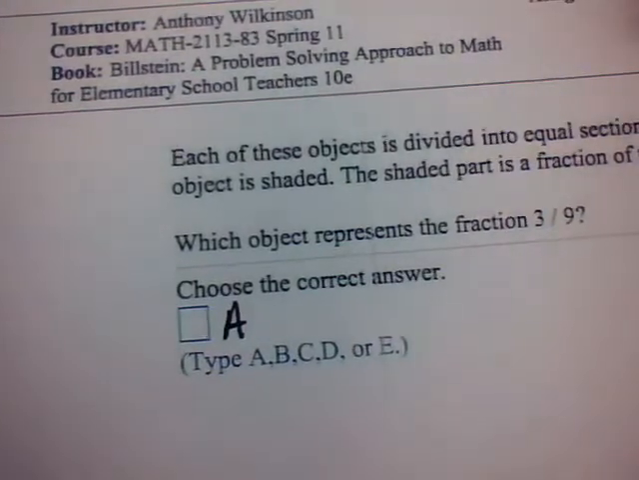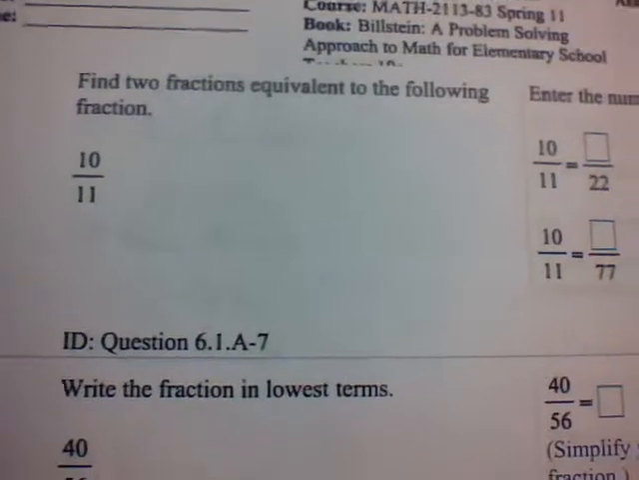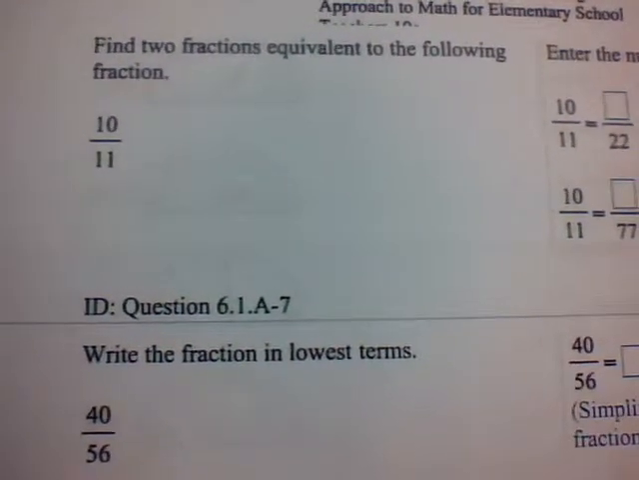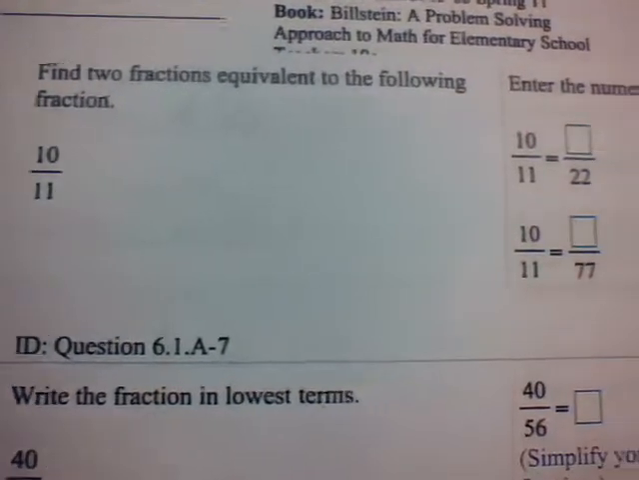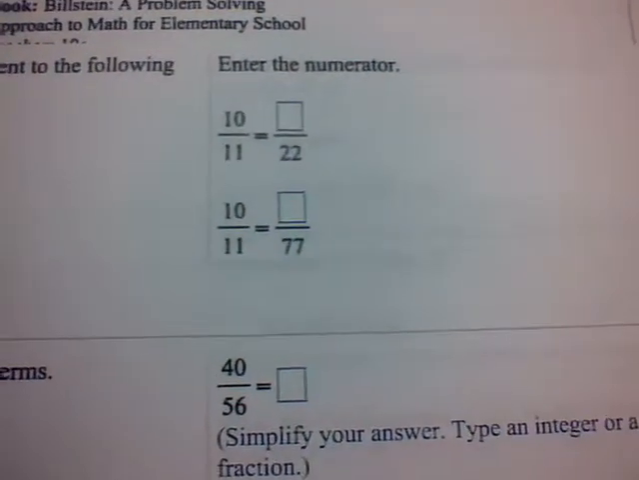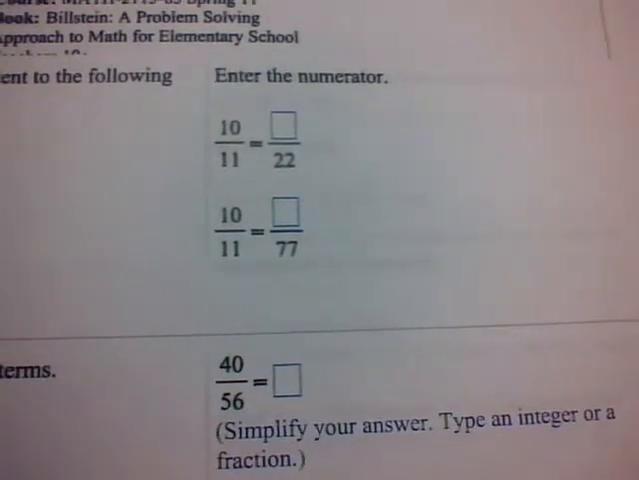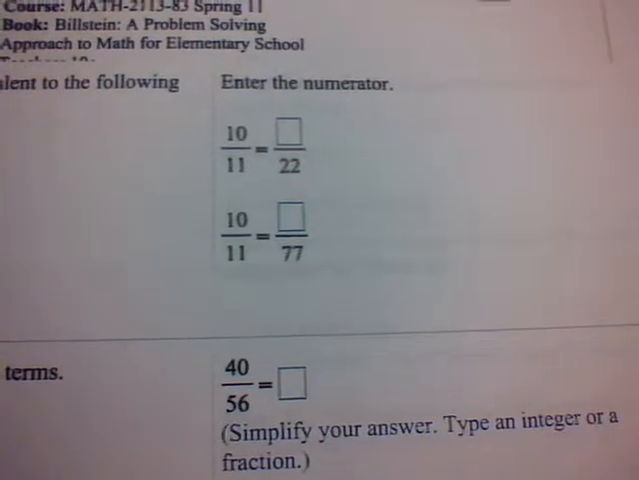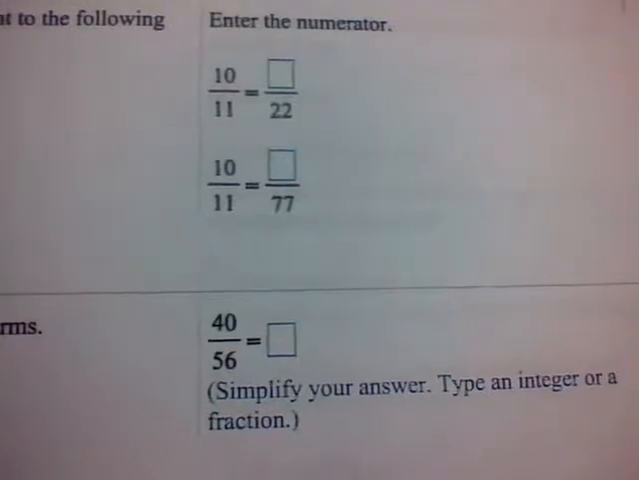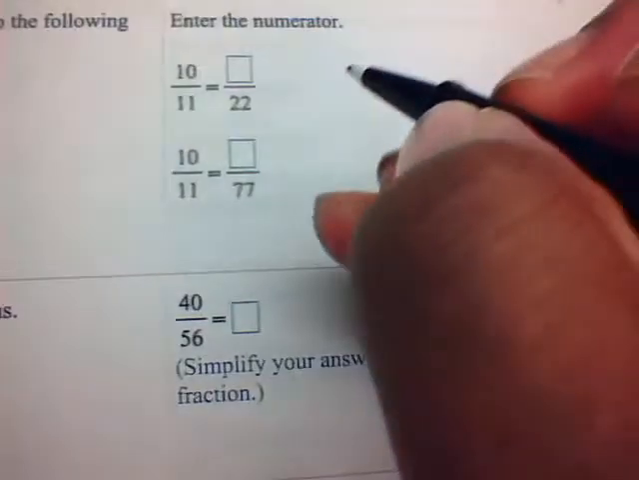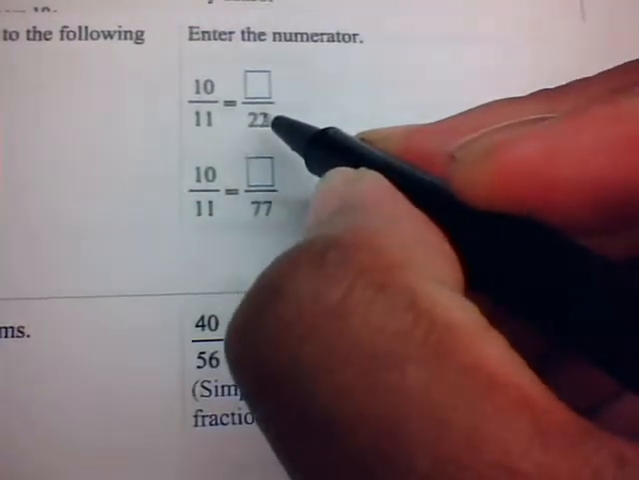All right, let's look at problem number 3. Let's say we want to find 2 fractions equivalent to the following fraction. And that fraction that we're looking at is 10/11. Here you're given 10/11, and you want to write an equivalent fraction with a denominator of 22, and 10/11, same fraction, but this time with a denominator of 77. Let's take the one where we want to write an equivalent fraction with a denominator of 22.